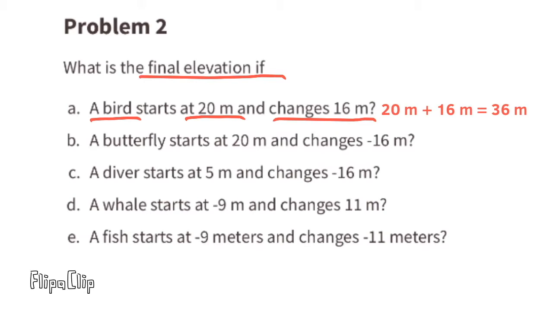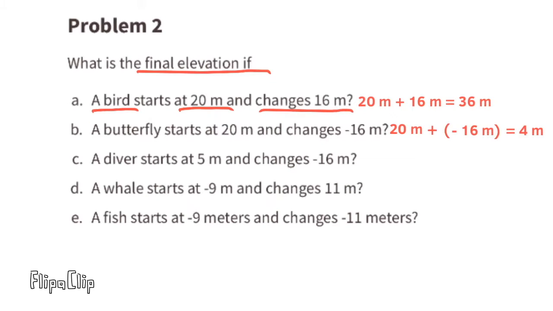B. A butterfly starts at 20 meters and changes negative 16 meters. We can write this as 20 meters plus negative 16 meters equals 4 meters. We can also write it as 20 meters minus 16 meters equals 4 meters. The butterfly's elevation would be 4 meters.